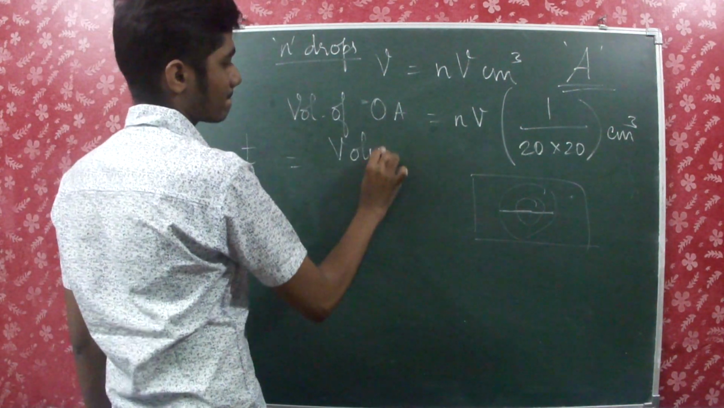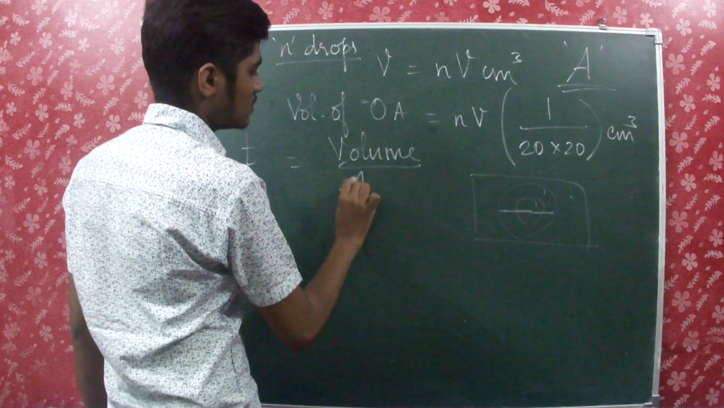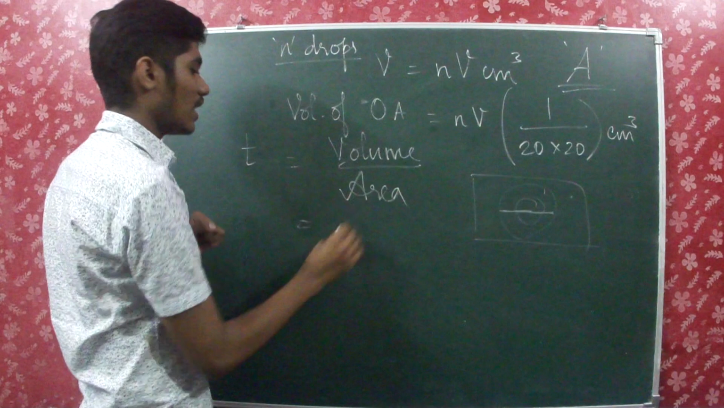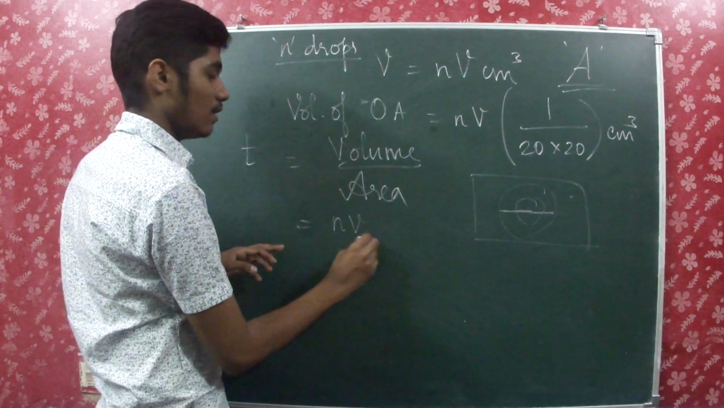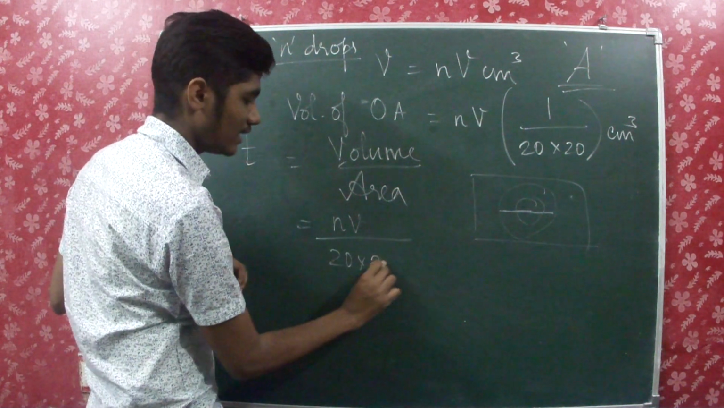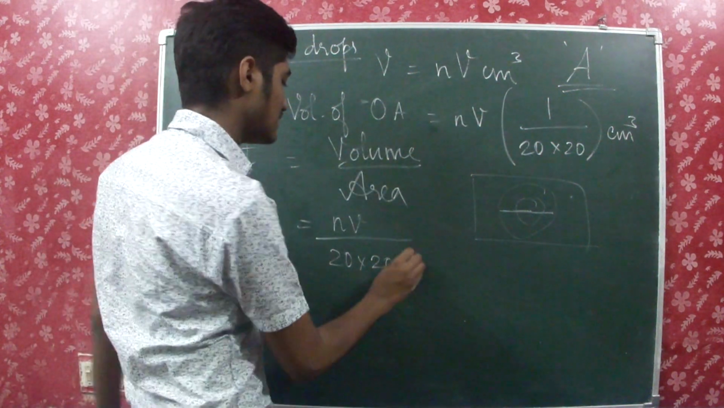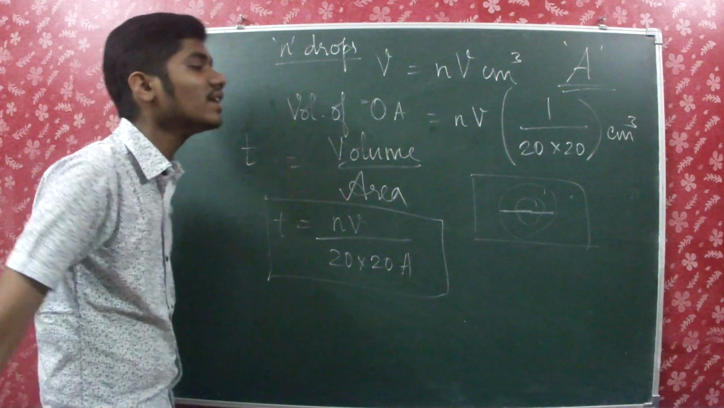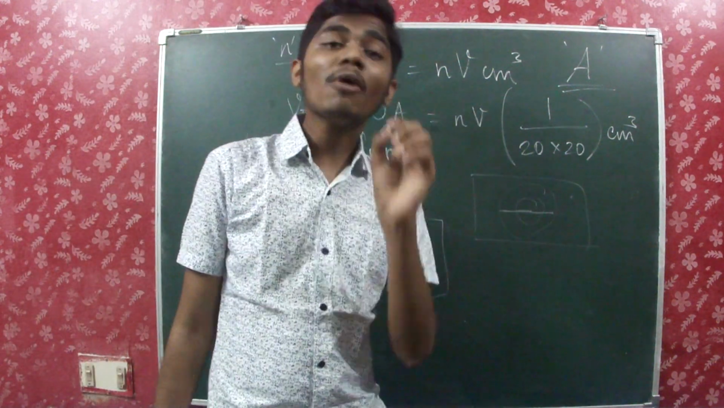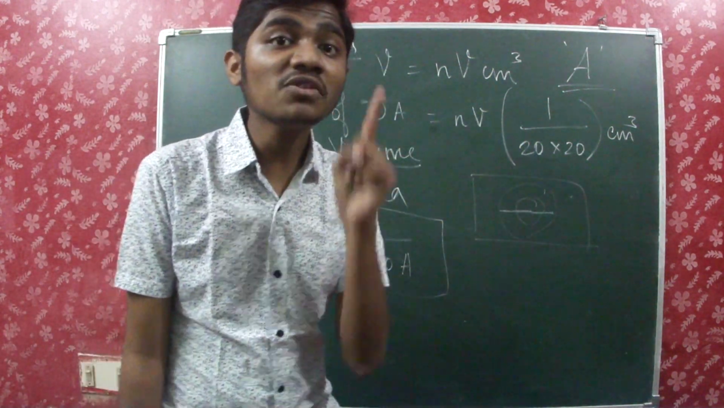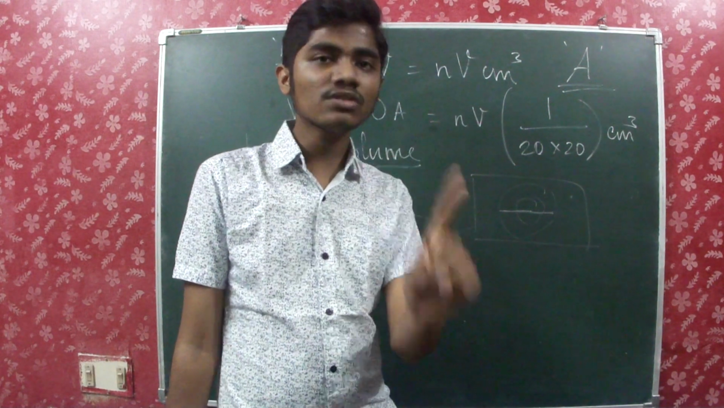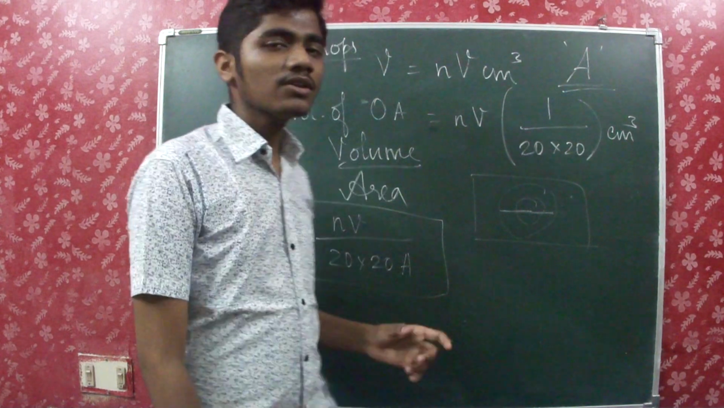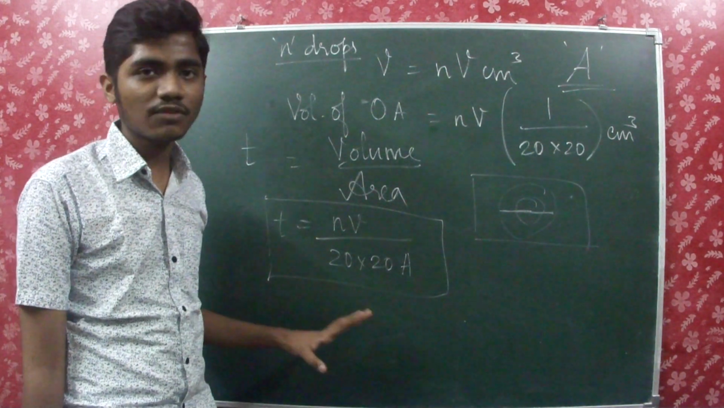Now the formula for thickness, what is that? Volume by area. So here the volume we have is nV divided by 20 into 20, and then we have the area, that is A. So this will be the thickness of the oleic acid film, and hence the size of the molecule of oleic acid, only if a mono-layered oleic acid film is present in water. That is, only one layer of oleic acid must be present in water. So this will be the thickness and this will be the size of the molecule.